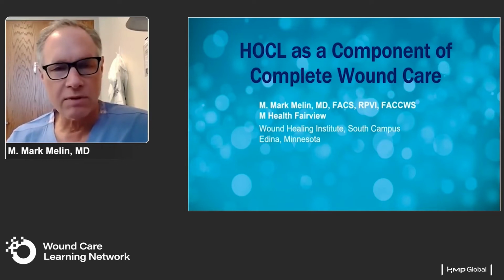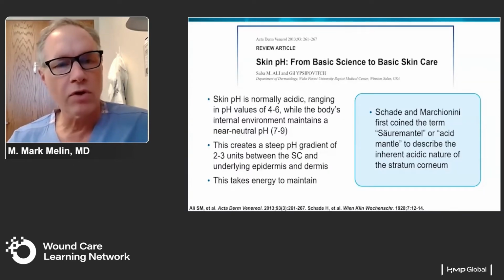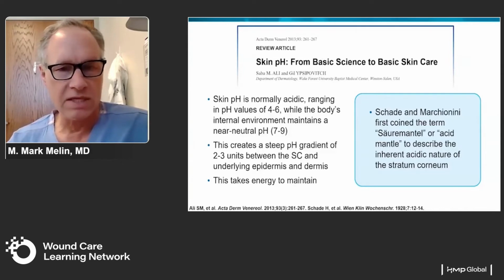My component is going to be focusing on hypochlorous acid wash as a component of the completeness of wound care. As you've already heard, skin pH is normally acidic, ranging anywhere between 4 to 6, and it's a critical aspect in terms of helping us to heal wounds, as we've now demonstrated.